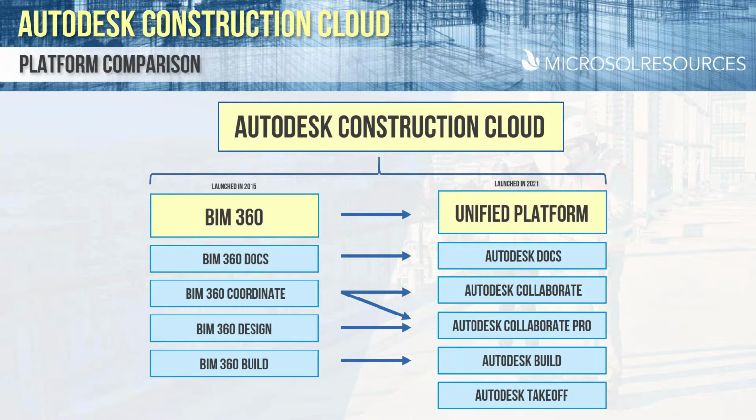You can see that BIM 360 Coordinate is Autodesk Collaborate. BIM 360 Design is now Autodesk Collaborate Pro, and the Pro also offers the clash detection that BIM 360 Coordinate does as well. You have BIM 360 Build, which is now Autodesk Build, and that includes the tools for cost management and the tools from PlanGrid that were once separate products. And then finally, in the unified platform, we have Autodesk Takeoff, which again is the cost estimating product, utilizing the models and data housed in the unified platform from Revit to build cost estimates and takeoffs.